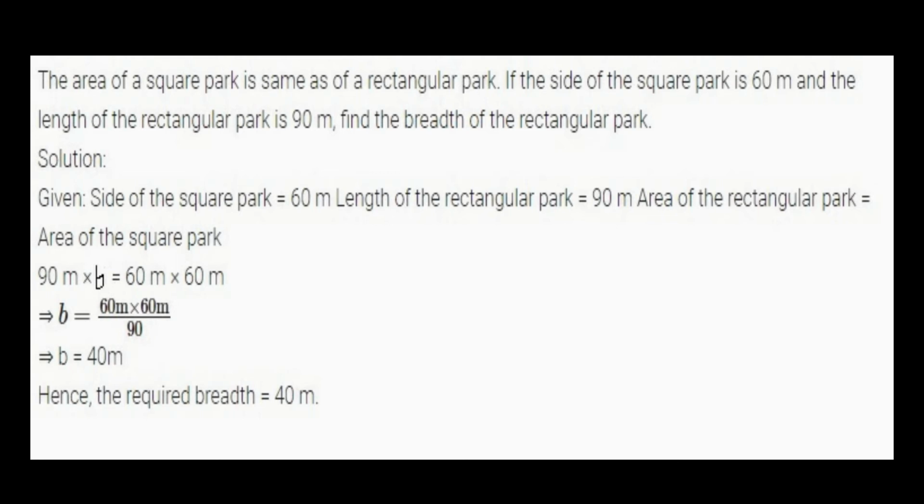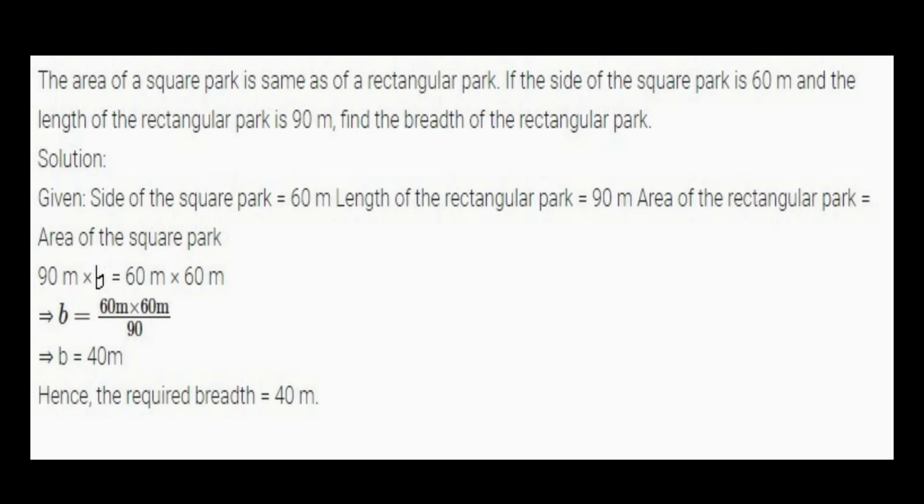So if the side is given, we can easily find out the area of the square park, right? So here the side of the square park is given as 60 meter, and the length of the rectangular park is given, breadth is not given. That is what we have to find out. So it's also a very easy sum. So what we are doing, we know that the side of the square park is 60 meter, right? And the length of the rectangular park is 90 meter. It is written side by side. Don't get confused. That's why I'm telling you that the side of the square park is given as 60 meter and the length of the rectangular park is 90 meter.